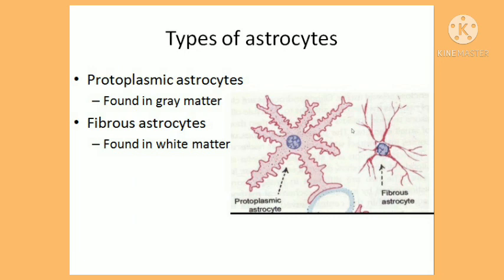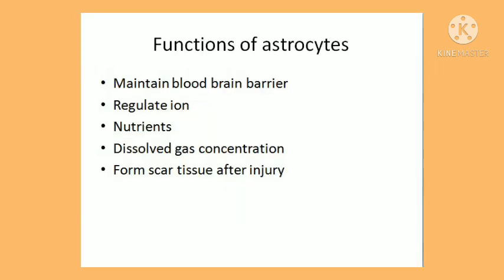Protoplasmic astrocytes are found in gray matter. Their processes are thicker and more branched than the fibrous astrocytes. The fibrous astrocytes are found mainly in the white matter. Their processes are long, slender, smooth, and less branched. Further, they contain more filaments in their cytoplasm compared to the processes of protoplasmic astrocytes.